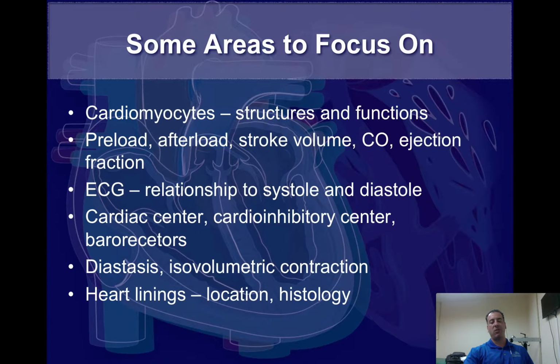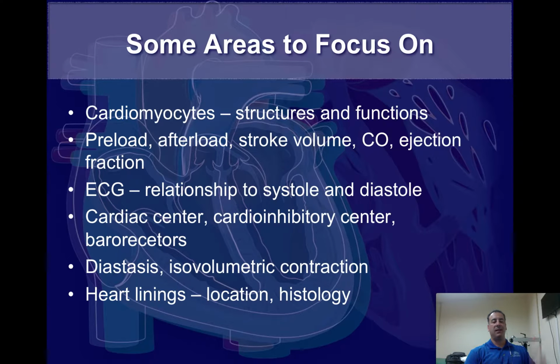Heart linings, pretty straightforward. What are the 3 heart linings and the histology? What makes them up? Where are they located? Who's on the outside? Who's in the middle? Who's on the inside? A little hint: the one that starts with the M is in the middle. M, myocardium. Myo means muscle. That's the bulk of your heart, right? So in the middle is the myocardium. Endo is in, and then ecto is out, right?